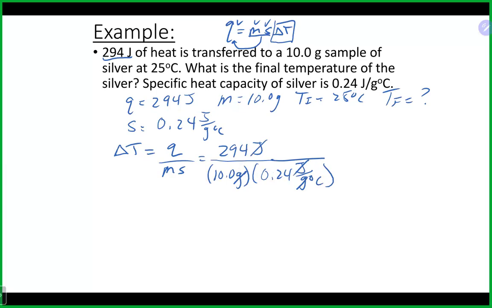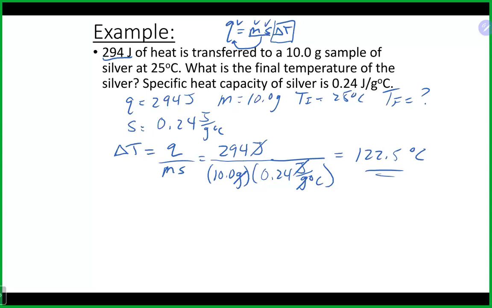So we pop all that into our calculator, 294 divided by 10 and divided by 0.24, and I end up on my calculator with 122.5 degrees Celsius. Now, a couple of things about this number. That is not the answer, because that is just the change in temperature. That is not the final temperature.